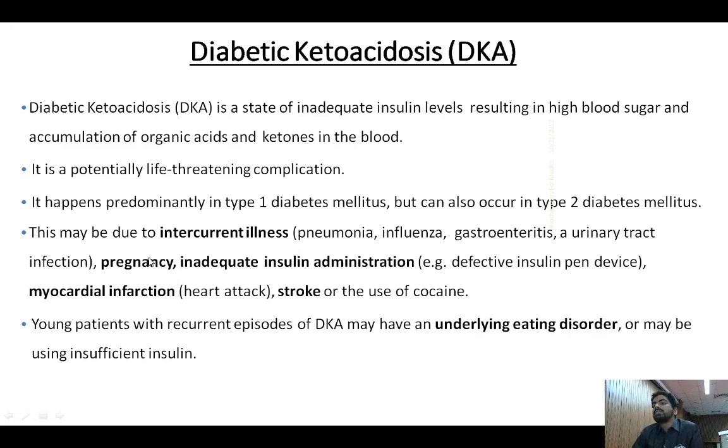Then pregnancy, okay. Then inadequate insulin administration, you're not taking insulin properly, or MI, when the circulation itself is deranged, or a stroke, or use of cocaine. A young patient with recurrent episodes of diabetic ketoacidosis, we know that type 1 diabetes mainly happens in young patients, right? May have an underlying eating disorder. That can also lead to more breakdown of fat, or maybe use of insufficient insulin.